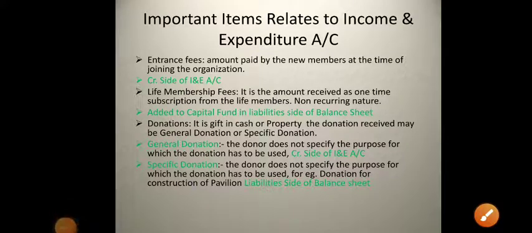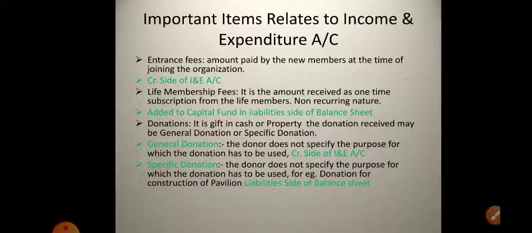Hello students, in this video I'm going to take income and expenditure account and its important topic. So the theoretical concept I discussed in the previous video. This is the continuing part of that video where I'm going to tell you what are the important items in income and expenditure account and how they are going to be treated.